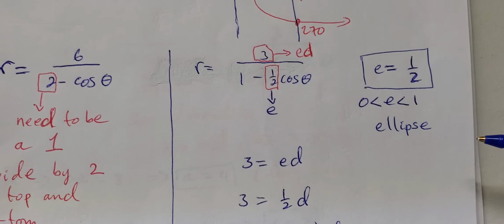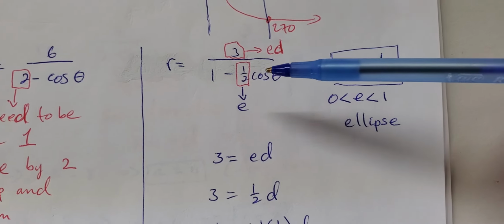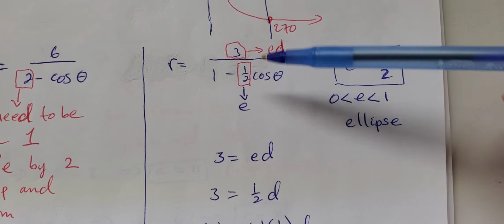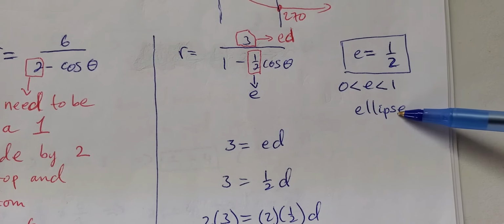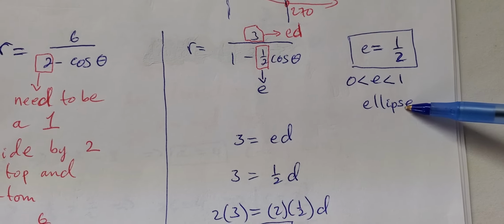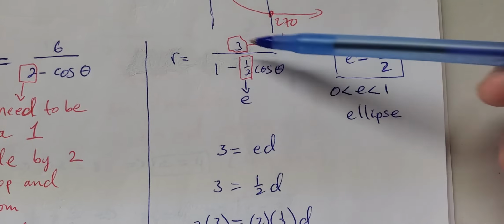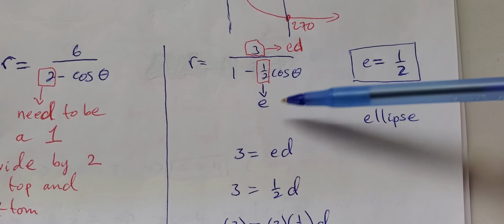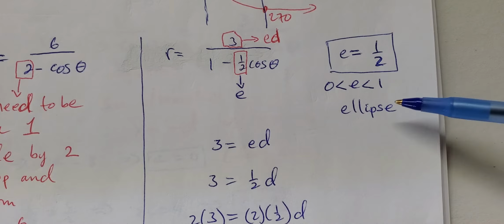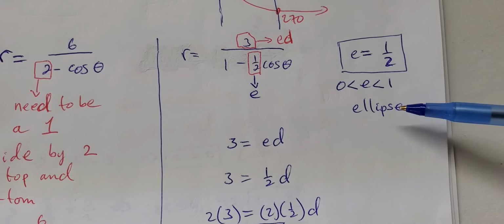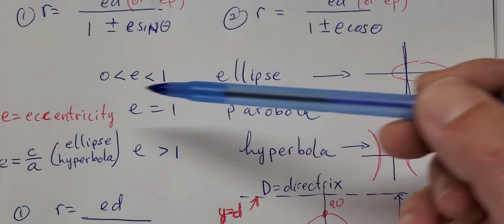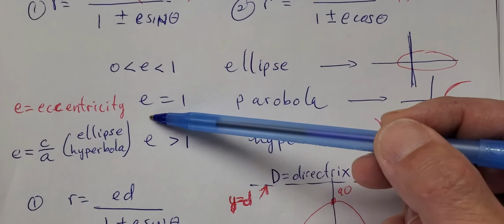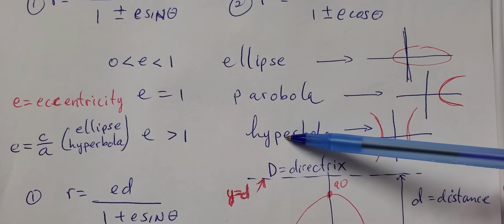So that is how you identify polar equations of conics, if it's an ellipse, parabola, or hyperbola. Again, this E right here: if it's between 0 and 1, it's an ellipse; equal to 1, a parabola; greater than 1, a hyperbola.